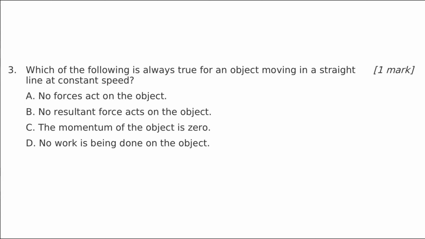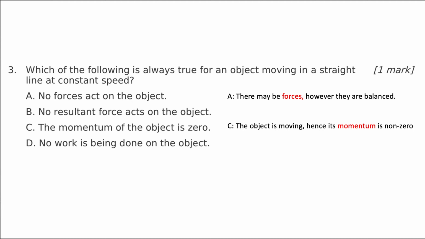Question number 3. I think we're going to take each statement in turn. We've got which statement is true for an object traveling in a straight line at constant speed or constant velocity. A, no forces act on the object. Well, we're aware that actually things may be acting on the object. However, what the statement here is that the forces are balanced, i.e. there is no change in the momentum.